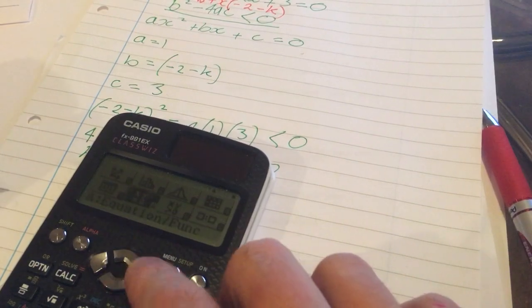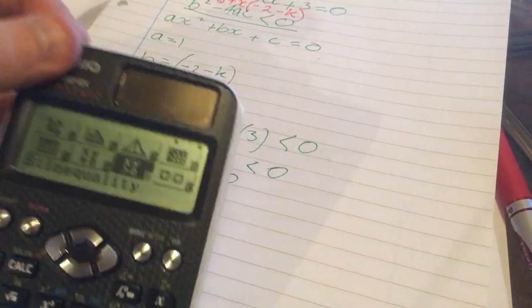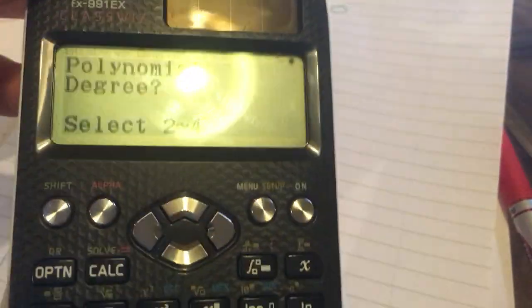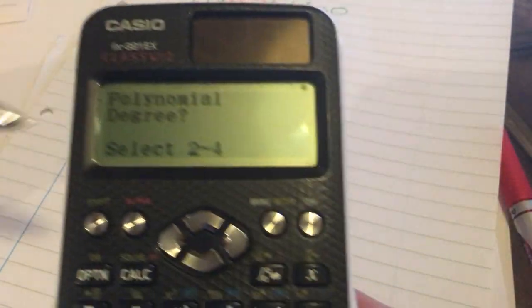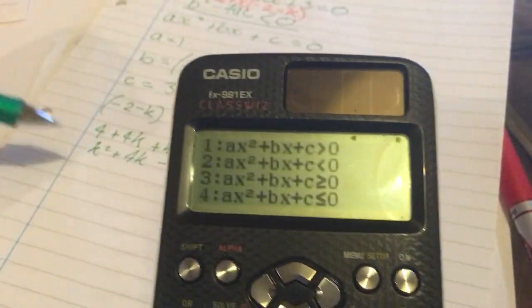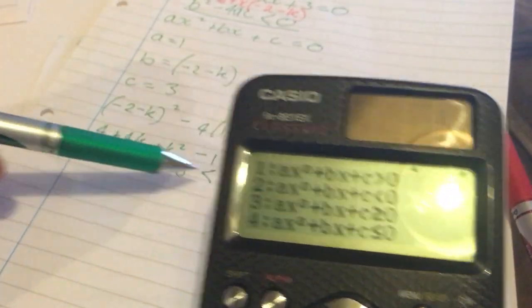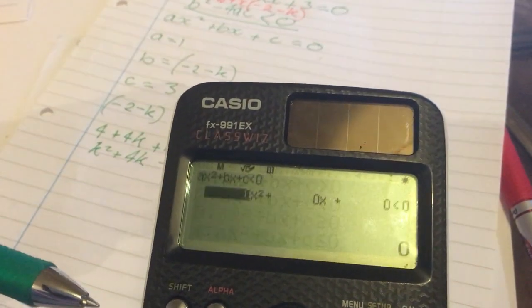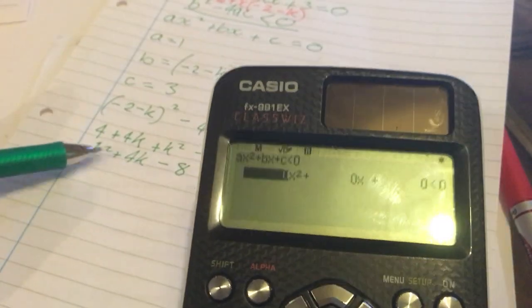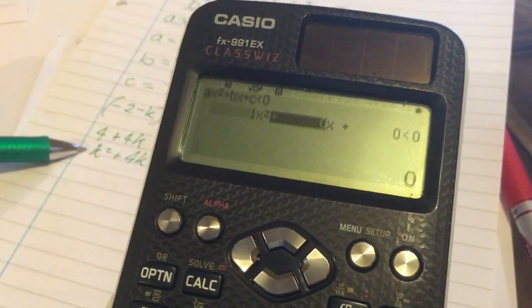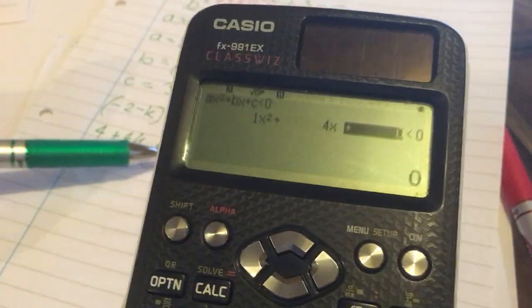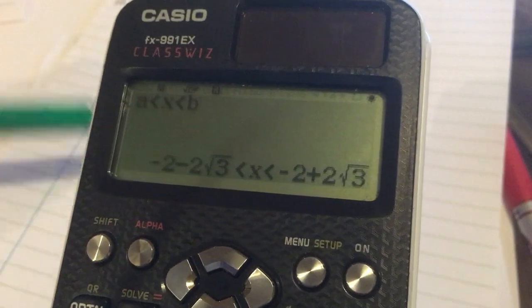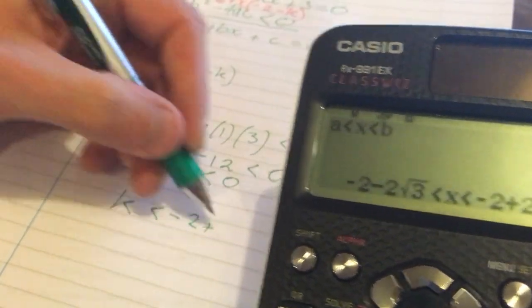So go on to the inequality solver, which is this one. Polynomial degree, we've got a quadratic, so it's going to be degree 2. Although we don't have x, we've got k, we're using x instead of k on the calculator, so it's less than 0. So that's going to be option 2 on this list. So a is 1, b is 4, and c is minus 8. And there we go. So our solution is going to be k is less than minus 2 plus 2 root 3.